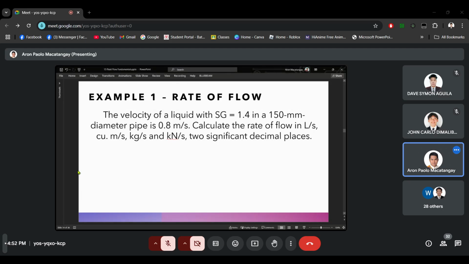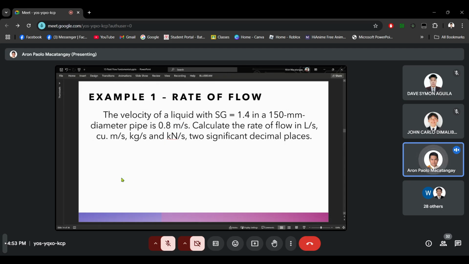Okay? So initially we need the volume flow rate of the liquid. For the volume flow rate, it is given by area times velocity. My velocity is already here, 0.8 meters per second. So I need the area.